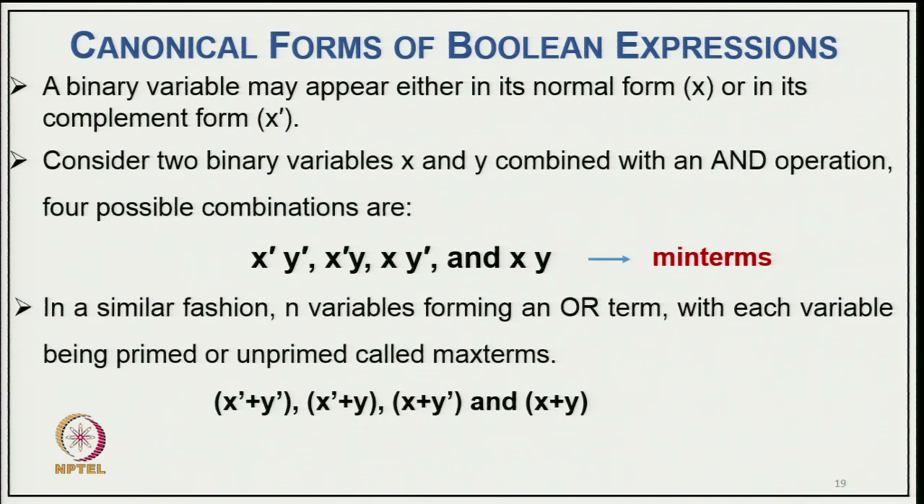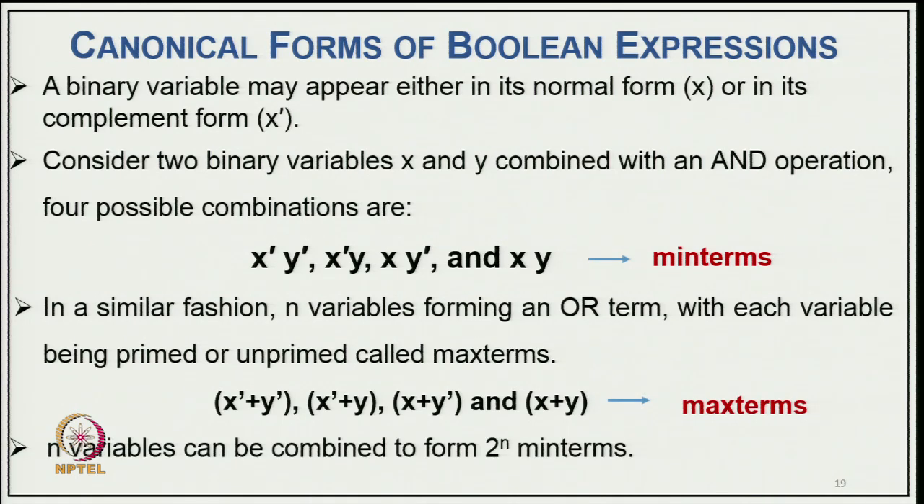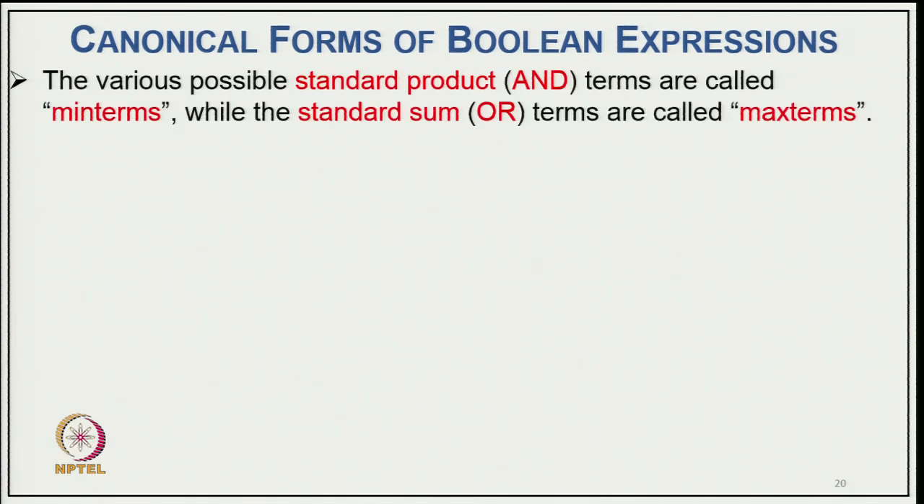Similarly, in the same manner, we have n variables forming an OR term, with each variable primed or unprimed: x dash plus y dash, x dash plus y, x plus y dash and x plus y, all in parentheses. This we call a max term, with the plus sign representing the OR operation of the logic gate. The n variables can combine to form 2 to the n min terms. The various possible standard product AND terms are called min terms, and the standard sum or OR terms are called max terms.